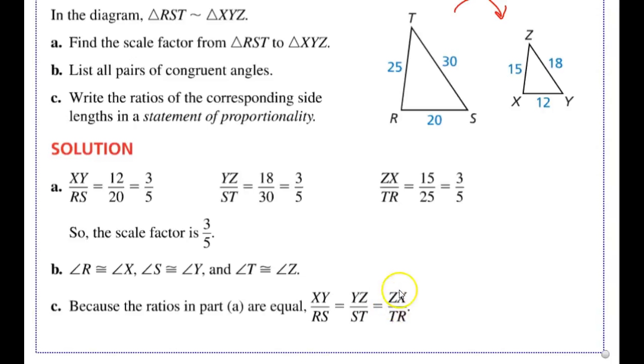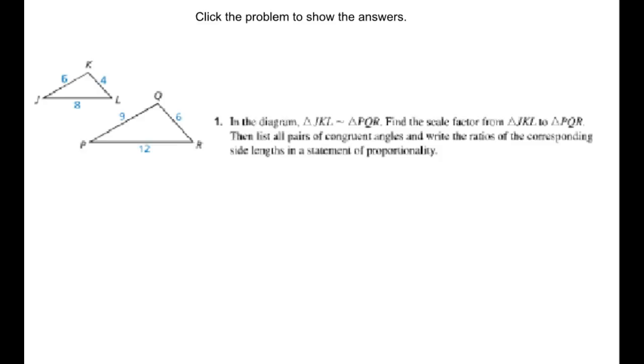So I only have my XYZ in the top and my RST in the bottom using these same ratios that I wrote in part A. So this is just my statement of proportionality. Because I know they're equal, then I know that the side lengths are equal right there.